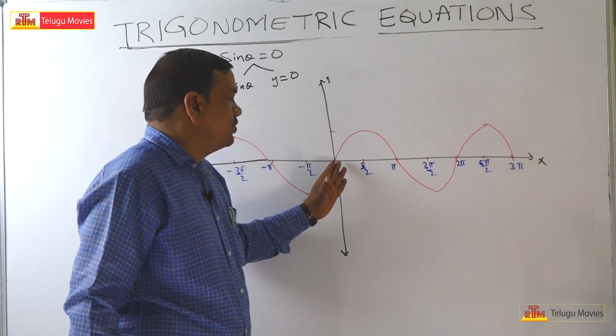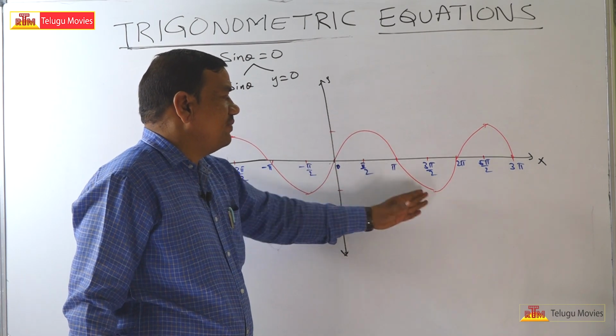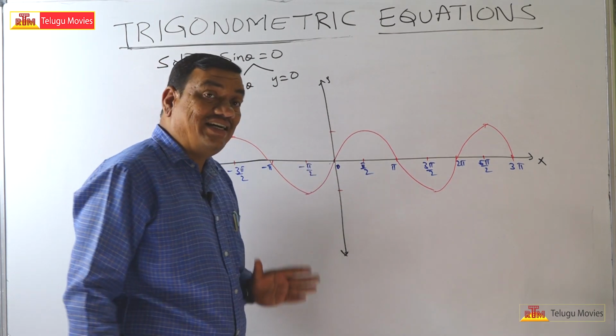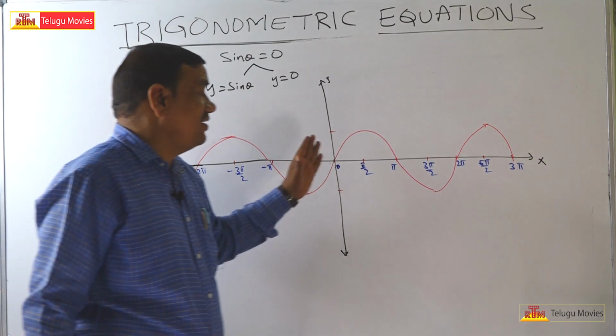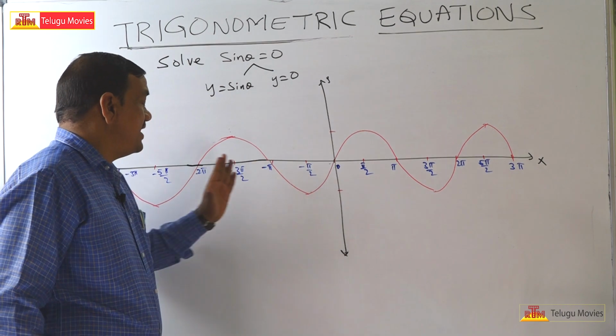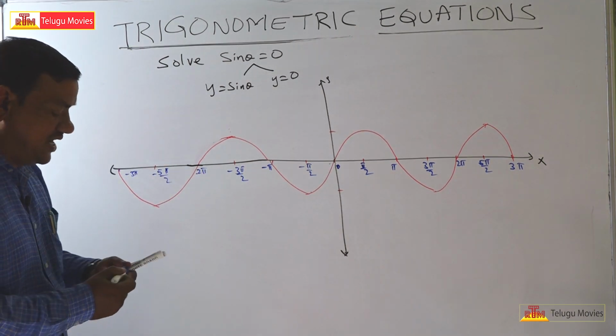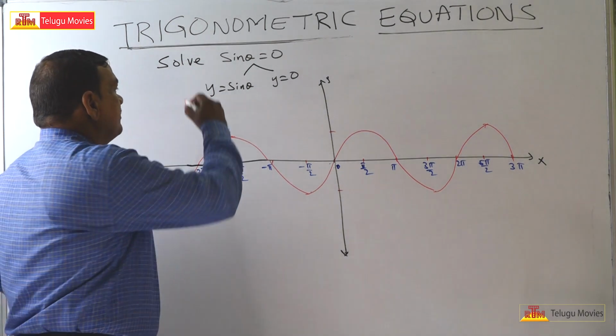The y is equal to sin theta graph passes through the origin and attains a maximum value 1 and a minimum value -1, and it intersects the x-axis at pi, 2 pi, 3 pi, and so on, and coming to the left side minus pi, minus 2 pi, minus 3 pi. Now the y is equal to sin x graph is completed.